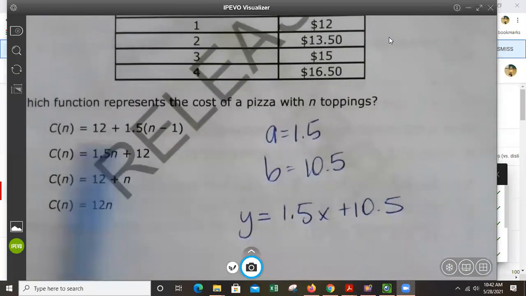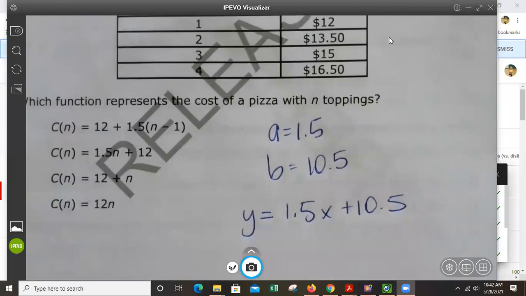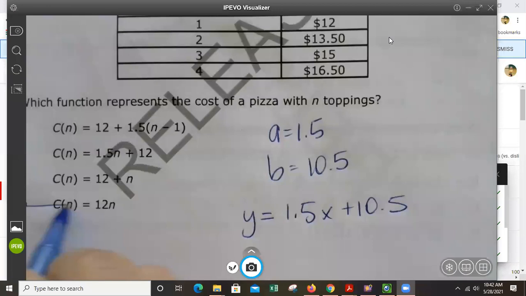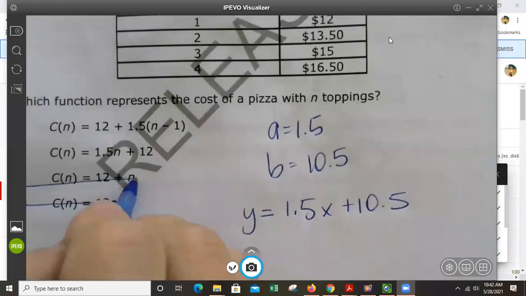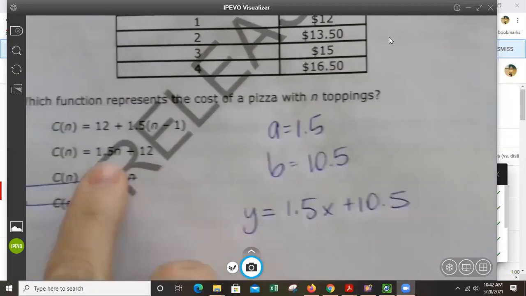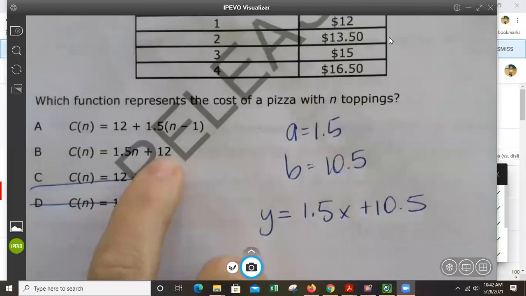Don't think that you did it wrong. If you look at this equation, like I told you, you can eliminate things. We know it's not just a slope because it does have a y-intercept. We know that this n should be 1.5, so we know it's not that. So on this one, we do have 1.5 n, but we don't have 10.5. But a lot of you will think, oh, well, that one looks right. It's not. Okay, so that one's marked out.